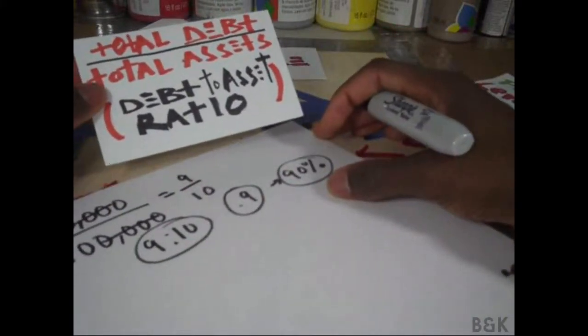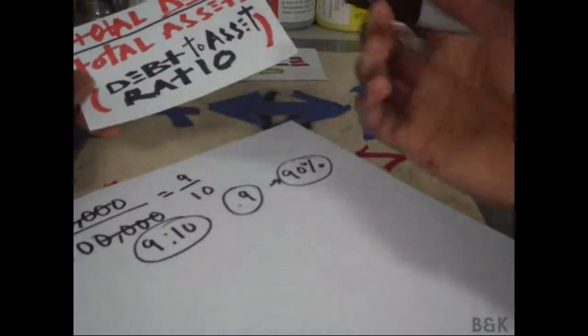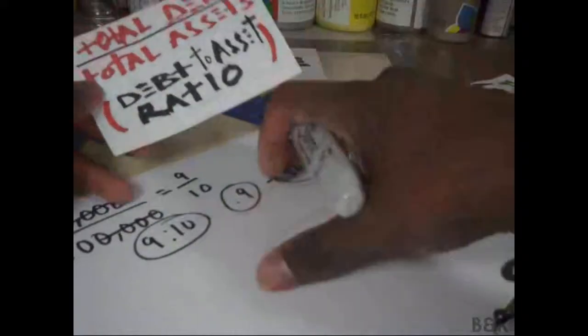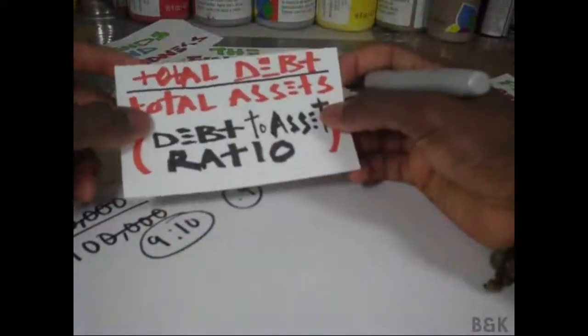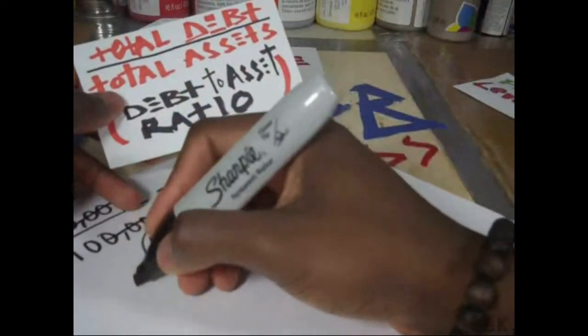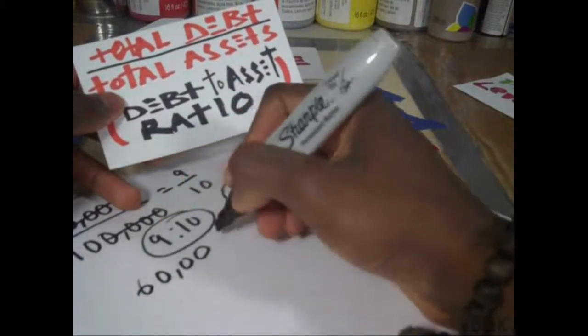So 90% debt to asset ratio, I'd be concerned. You may not be concerned, or you may be concerned and I'm not. I mean, it is what it is. But just have an idea of what's actually going on with these ratios. So let's look at one that may be healthier for the both of us.